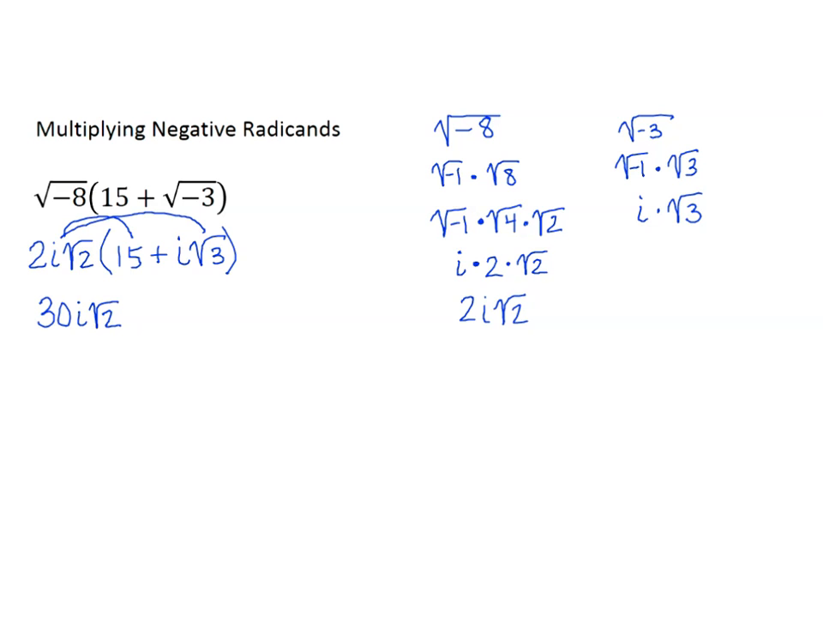Now I go here, and there's no real number, right? The real number that I could say is, I could say that this is a 1, right? So 2 times 1 is 2. i times i is i squared. And then root 2 times root 3 is root 6.